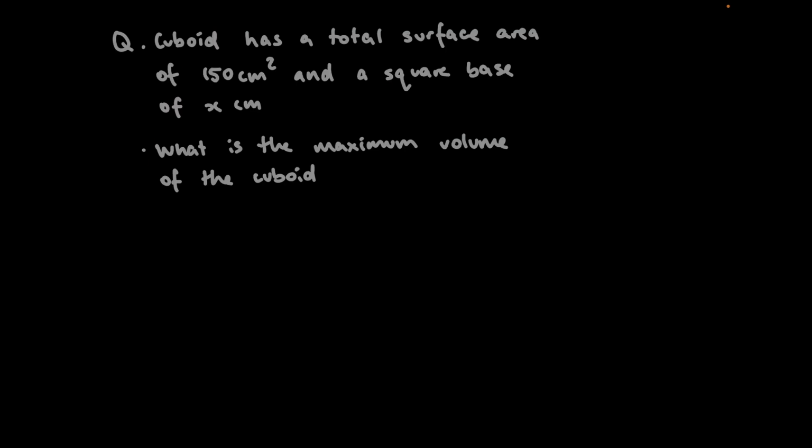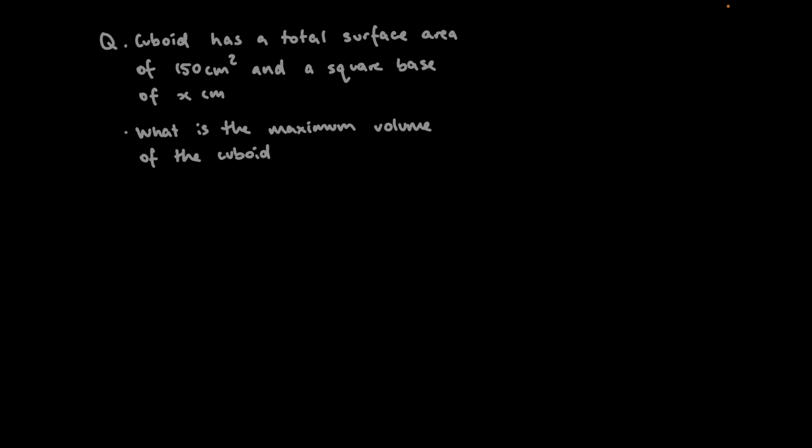Okay, this is our next question. A cuboid has a total surface area of 150 centimeters squared and a square base of x centimeters in length. What is the maximum volume of this cuboid? Let's draw a diagram and get some equations. Let's do something first. A cuboid is a shape which is not really a cube. It could be a rectangular prism or it could be a cube. Something which just has 6 sides and looks like a cube pretty much.